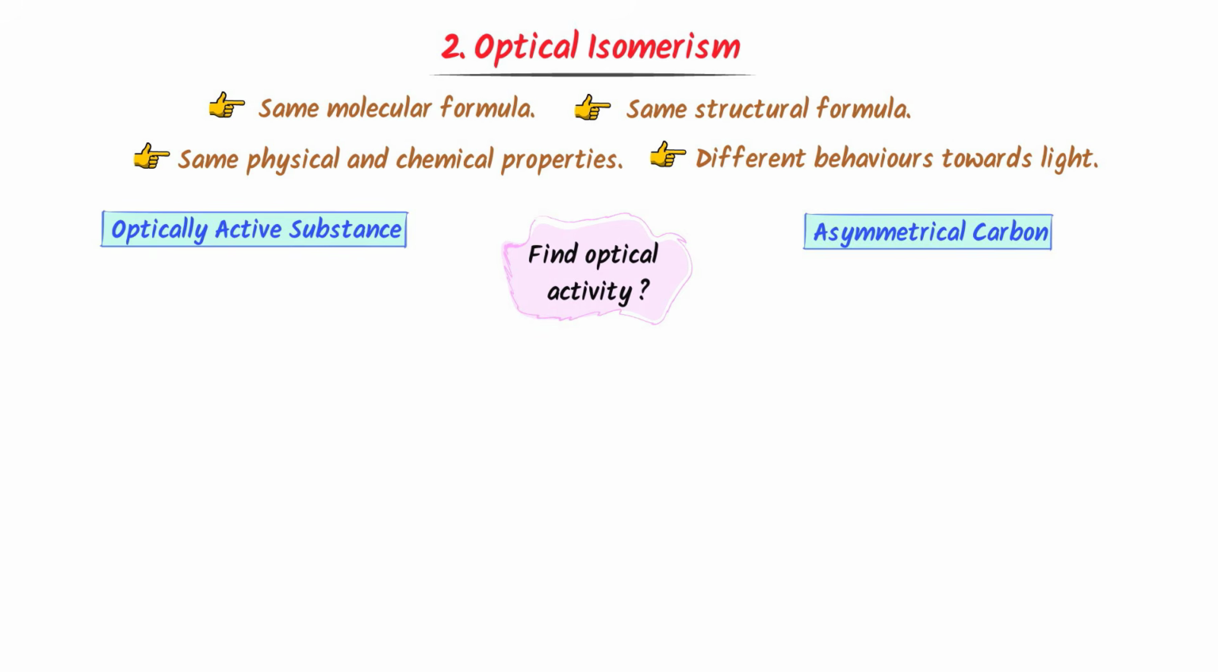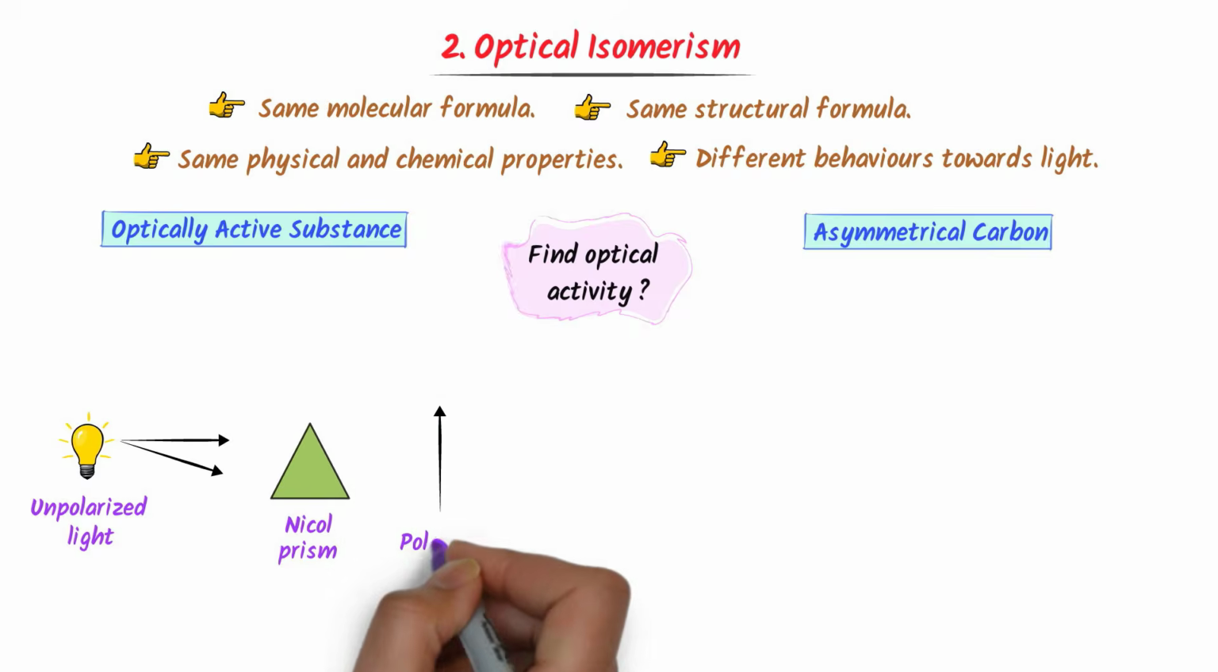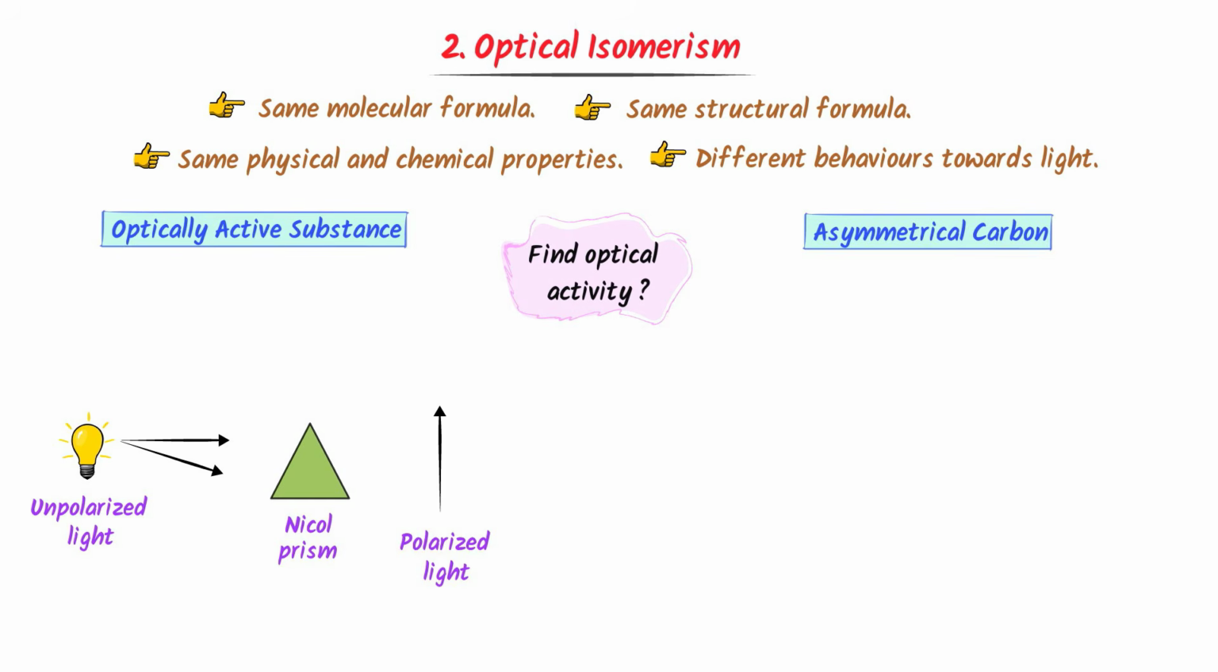For example, we take a light source. It produces light in all directions. Here, it is unpolarized light. I place a Nicol prism in front of it. Now the Nicol prism simply converts the unpolarized light to polarized light. Secondly, I make a solution of a compound and place it in the polarimeter. Now there are three possible outcomes.